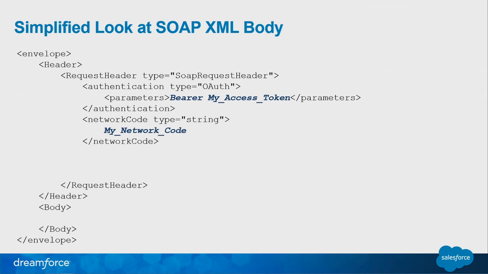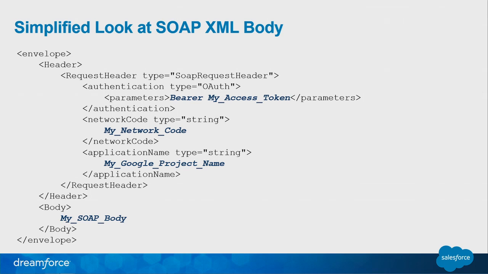In the case of DFP, you also had to add the network code node, and that's the network code that we got before. If you remember, the DFP account has the network code that you have to add here, and we saved it in the custom setting. And lastly, we need to add the application name, and the application name is the name of the project, the unique key that we gave the project in the Google console. And lastly, we have to format the body of the SOAP, which is basically the request. Most of the time, it's kind of like a SQL-like query.